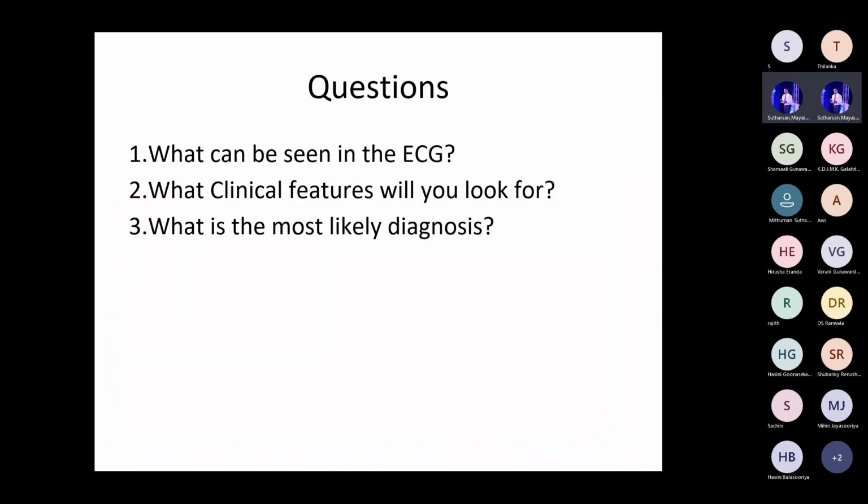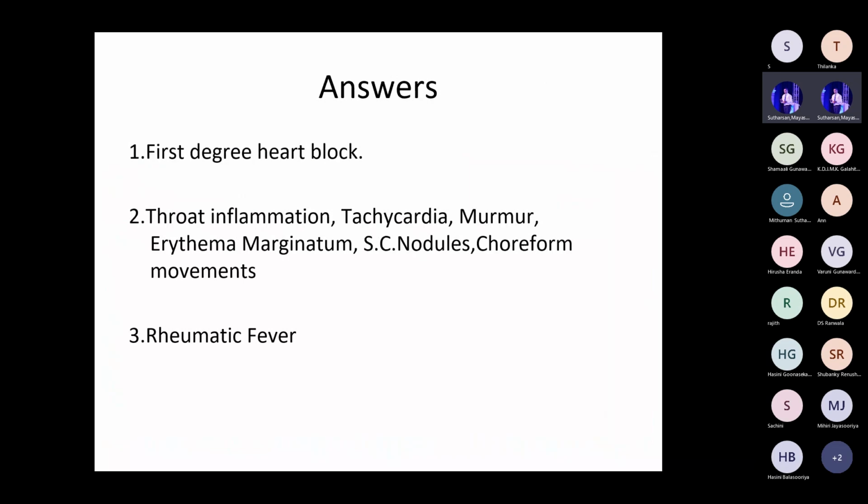So you are looking for other features: throat inflammation, tachycardia, murmur. That means the carditis features, and erythema marginatum, subcutaneous nodule, chorea movement. So you can look for any of those features. Especially you must look for erythema marginatum, subcutaneous nodule, and features of carditis such as tachycardia. And also you must look for throat inflammation. It might not be there, but you must look for that, right?